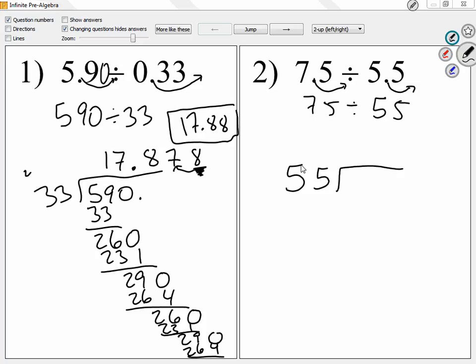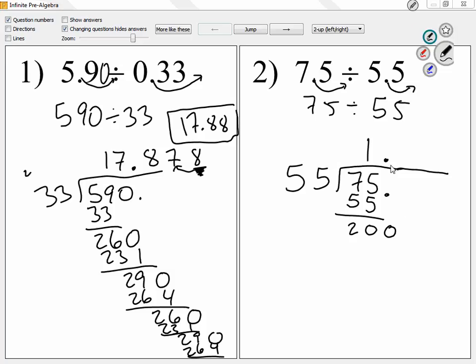55 into 75. I know I'm dealing with decimals, so I'm going to have my decimal place at the end. 55 into 75 goes in 1 time, because 55 times 1 is 55. When I subtract this, I get 20. I bring an extra zero. I have infinitely many zeros, so I can always bring one more.